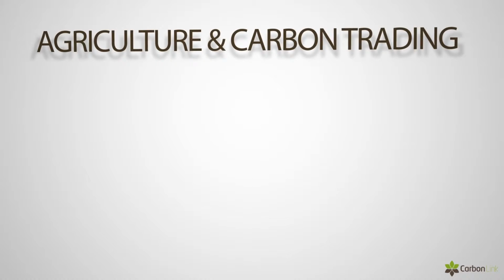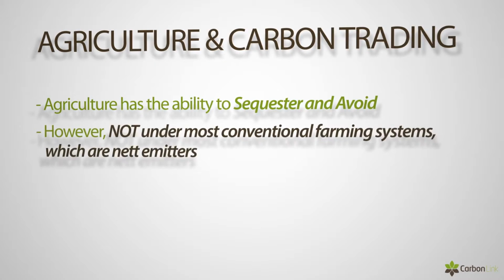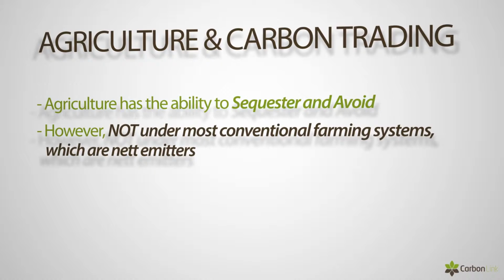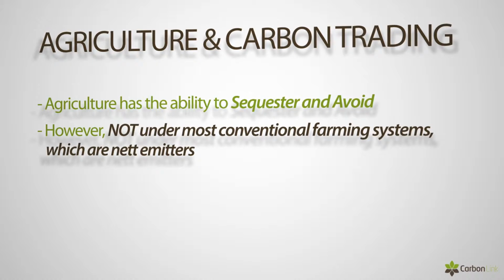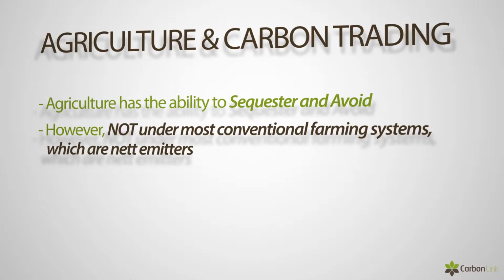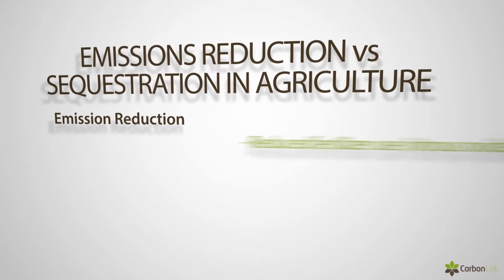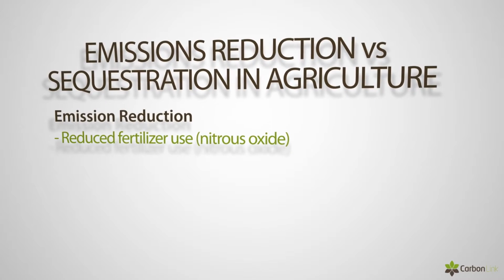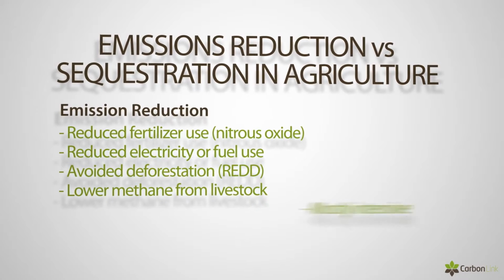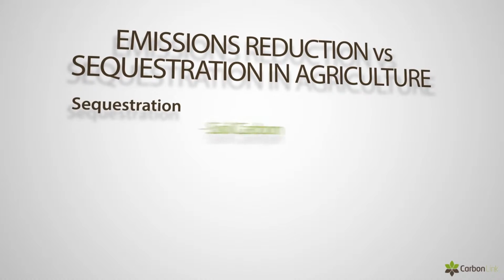Agriculture has the ability to do both. It has the ability to both sequester and to avoid emissions. However, and this is critical, not under most conventional farming systems, which are net emitters. So for us to become sequesterers and avoiders in agriculture, we've really got to have a close look at how we run our farming systems. The examples of where we can reduce emissions are reduced fertiliser use, particularly nitrogen fertilisers, reduced electricity or fuel use, avoided deforestation, lower methane from livestock, etc. And we can only sequester essentially in two places: in soil carbon and in trees.